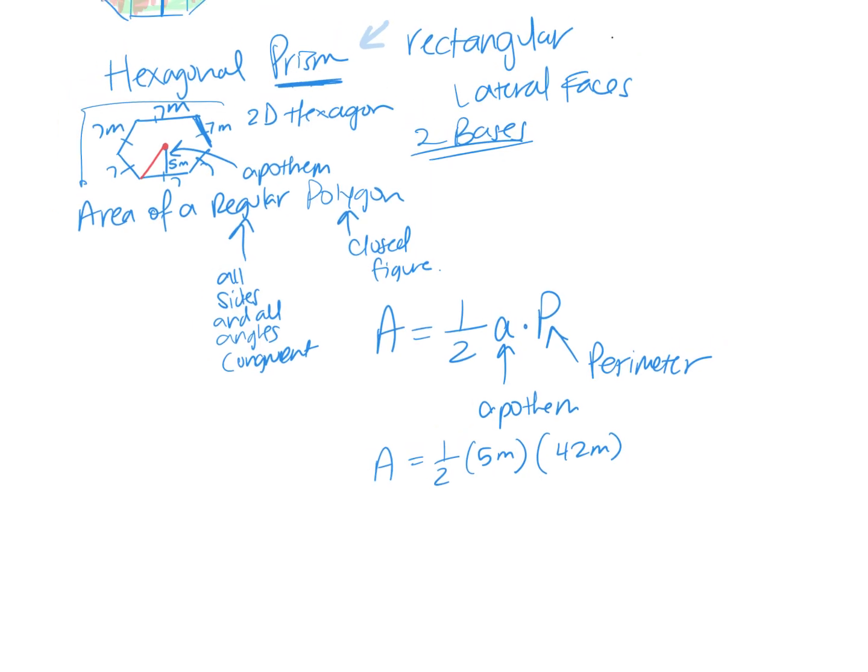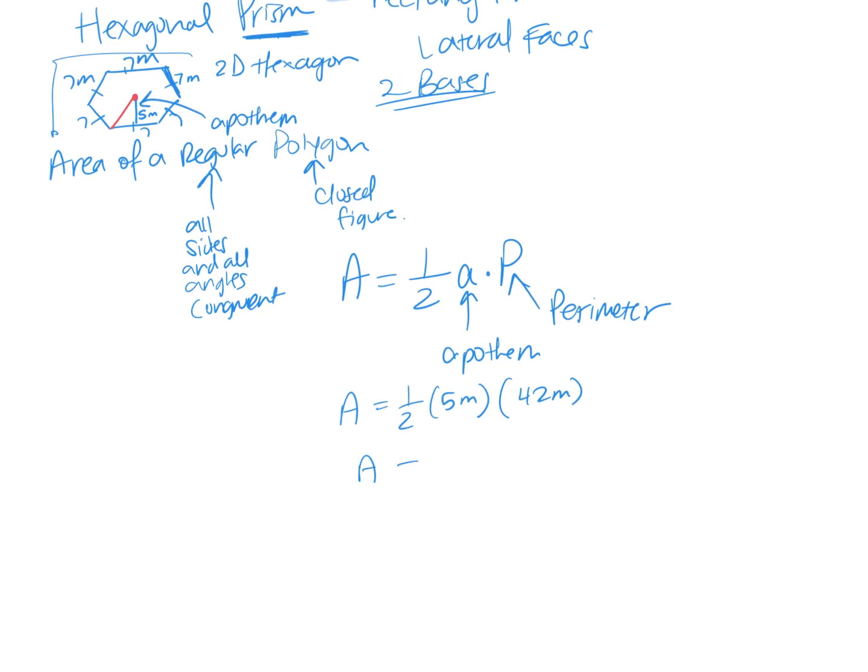Now we have A equals, and you could just put that in your calculator, but I'm going to use some mental math. 1/2 of 42, I like to do that one first because it's an even number. Half of 42 is 21 meters times 5 meters. 105, and the units are squared because area is always to the second power. So the area is 105 square meters. That's your capital B.